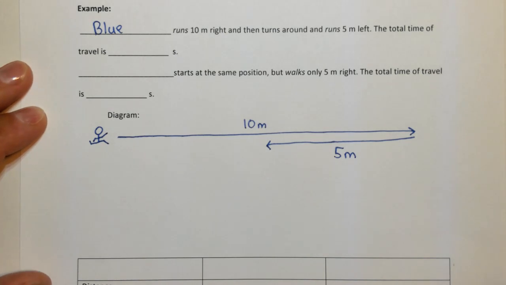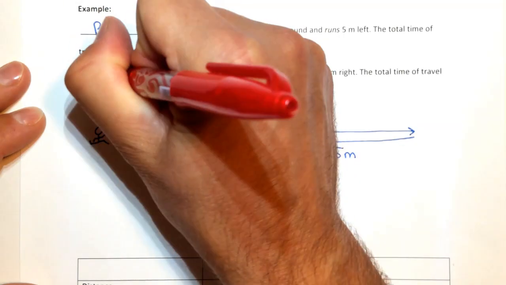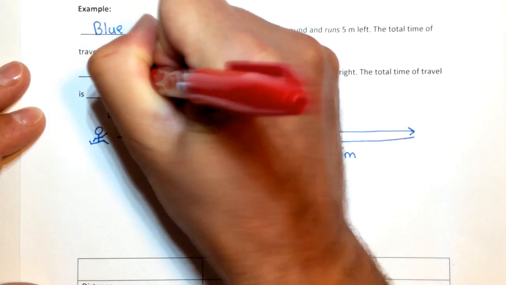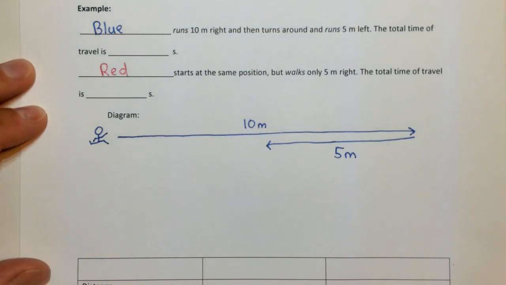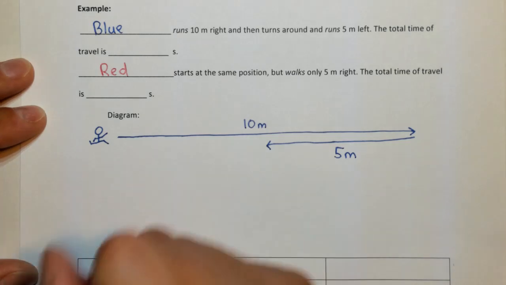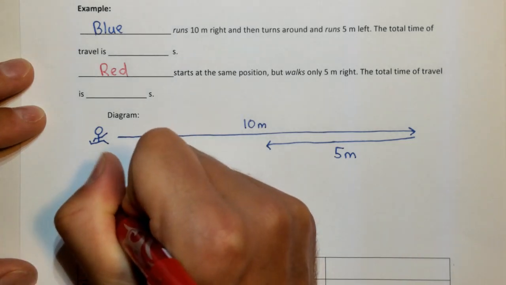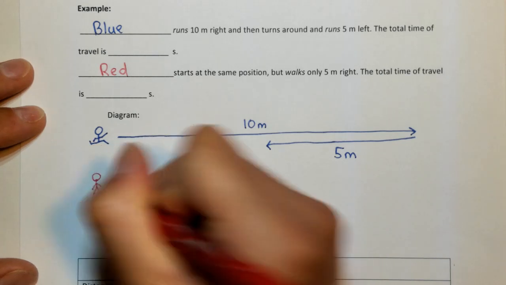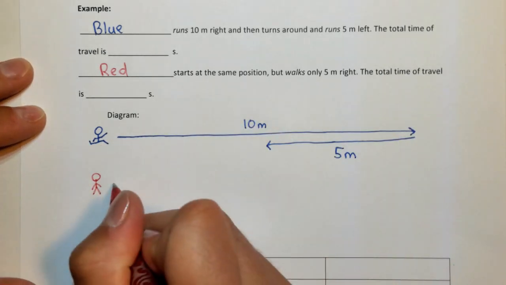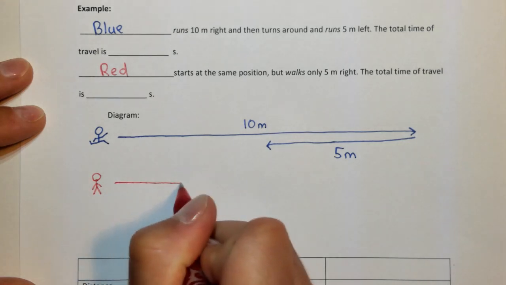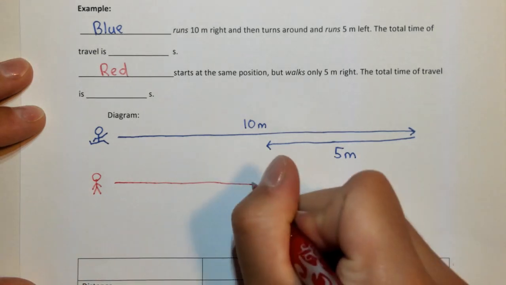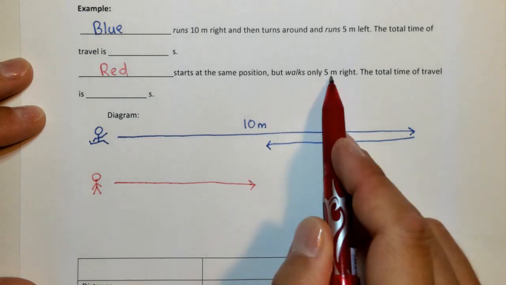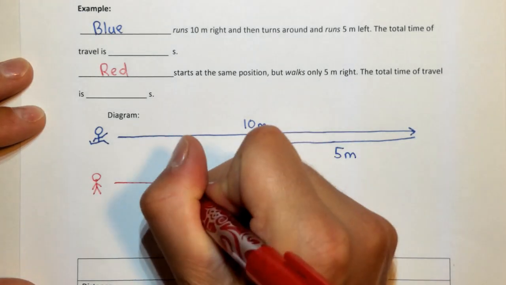Now, my red character is going to start at the same position, but they have a handicap in this race. They are only allowed to walk. Red is not allowed to run. However, they don't have to go as far as blue. They can go straight to the finish line without overshooting. They can just do 5 meters to the right, but they have to walk.